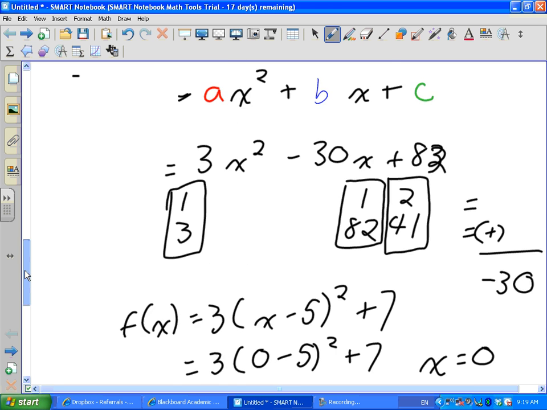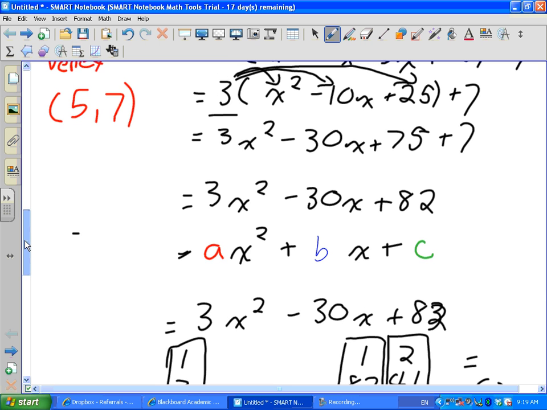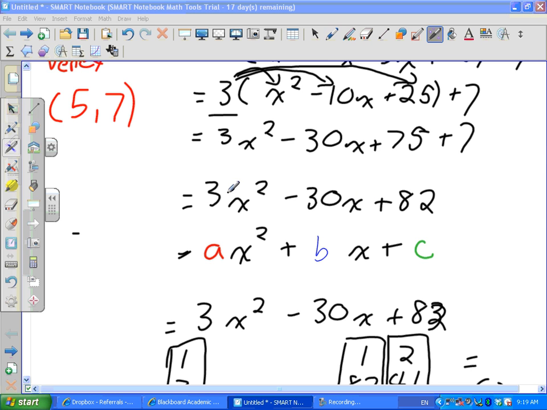Do you guys remember any other numbers being 82? Yeah, when we went into standard form, our C is 82, okay? That is always going to represent our y-intercept, okay? Because as long as there's an x attached to these, when I substitute 0 for x into these two, it's going to get rid of them. 0 squared times 3 is going to be 0. 0 times negative 30 is going to be 0. All I'm going to be left with is my 82.